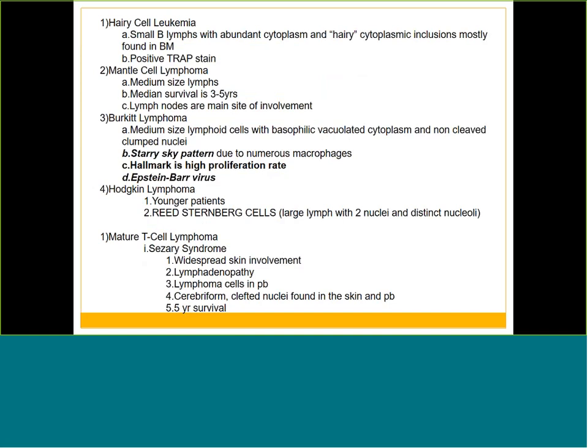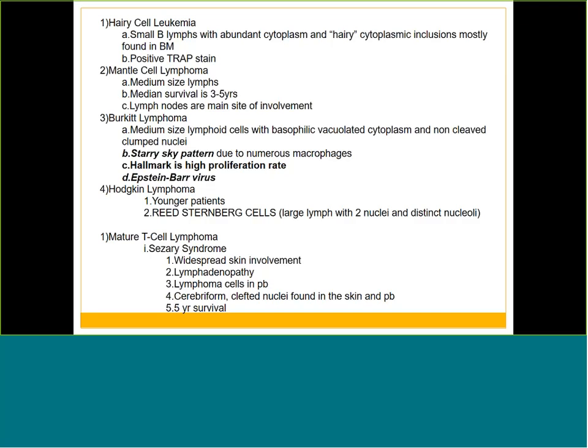And then next is Burkitt lymphoma, a bit more on this one to know. Burkitt also has medium-sized lymphoid cells, but these are unique in that they have very dark basophilic blue cytoplasm, and they tend to have vacuolated cytoplasm. In the bone marrow, they have that starry sky pattern that we discussed in the lymphoma chapter. Hallmark sign is a high proliferation rate, the ability to just keep making and making more of itself. Very much linked with Epstein-Barr virus.